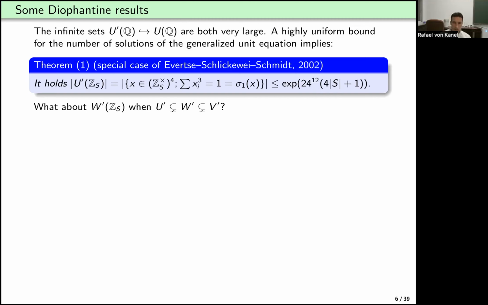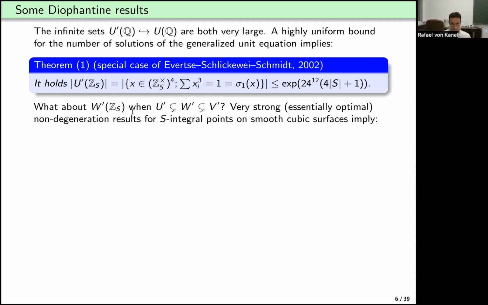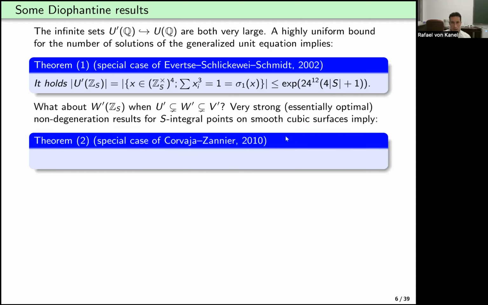Then one can also ask the following question. So we look now at a subvariety W prime, which is strictly larger than U prime, but is still strictly smaller than V prime. And we look at the S-integral points of such subvarieties. And then there are very strong and essentially optimal non-degeneration results due to Corvaya and Zannier for S-integral points on smooth cubic surfaces. And these results imply in particular the following theorem 2. So this will be a special case of Corvaya-Zannier.